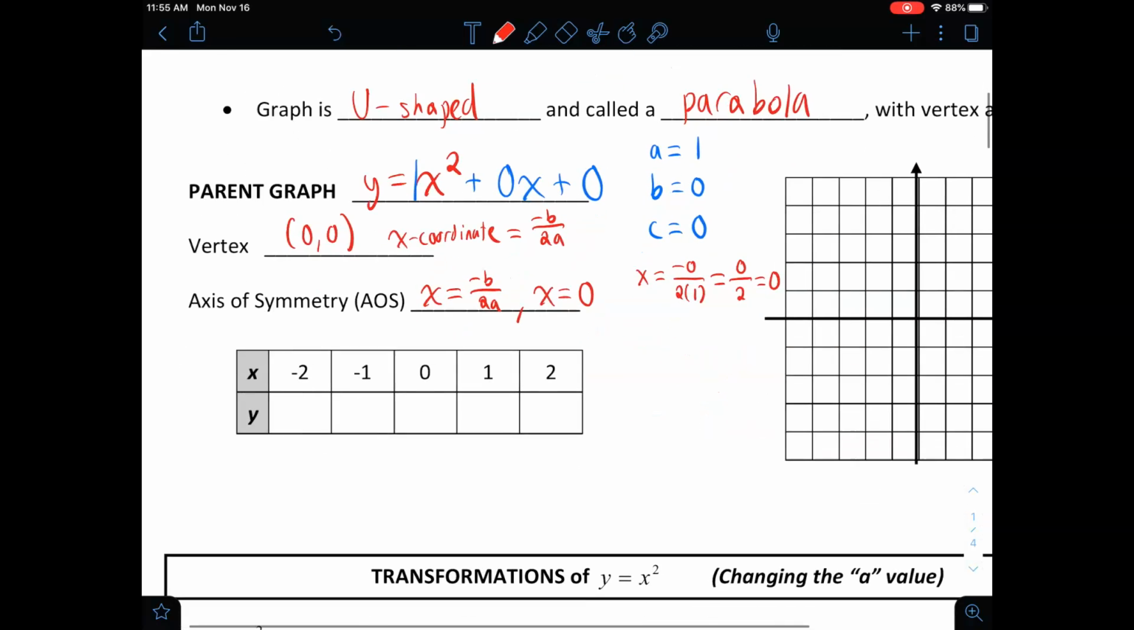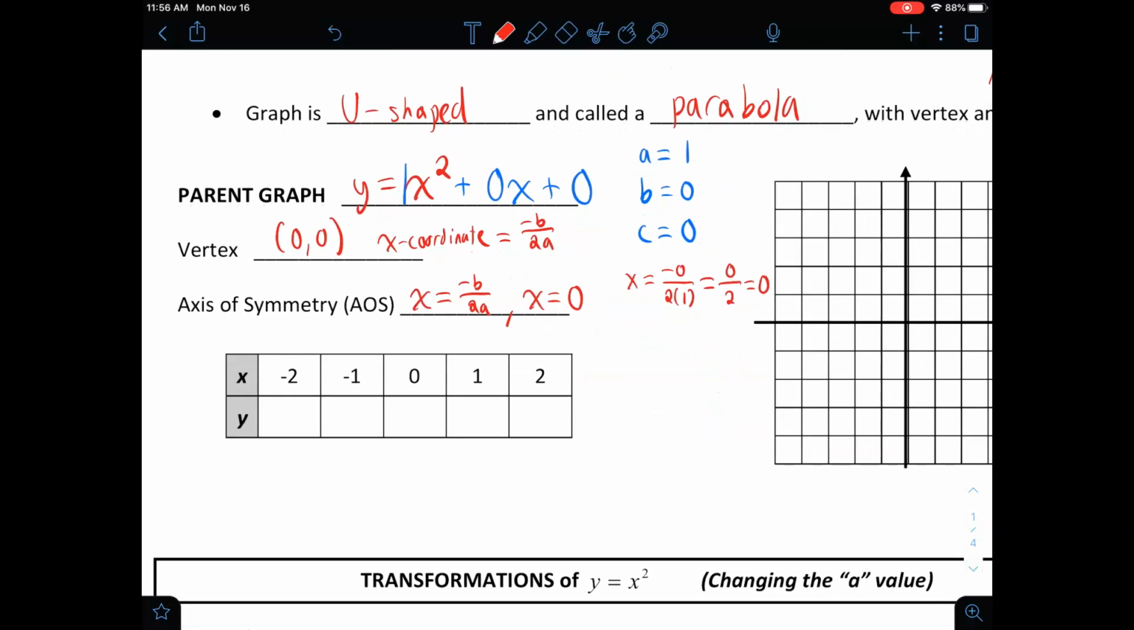Okay, so we now know the vertex is 0, 0. And so after we find the x-coordinate of the vertex, which is 0, to find the y-coordinate, we're going to take the x-coordinate we found, and plug it into the original equation. So we have y equals x squared. So we're going to do y equals parentheses. Wherever you see an x, you're going to plug in whatever we're plugging in, which is 0. And 0 squared is 0. So our vertex is 0, 0.